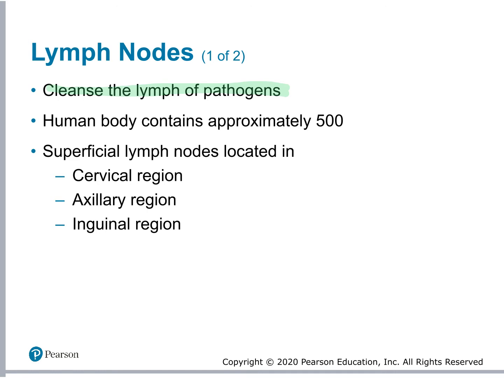There are superficial lymph nodes and there are deep lymph nodes. We're just going to focus on the superficial lymph nodes. There's some in the neck. They're called the cervical lymph nodes. So the cervical region or cervical lymph nodes are in the neck. Axillary lymph nodes are accumulated in the armpit. And then the inguinal lymph nodes are located in the groin.